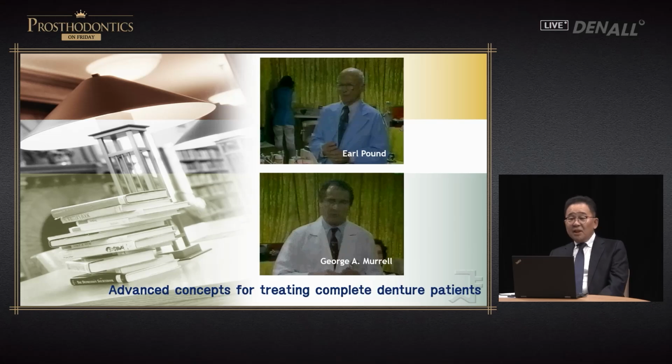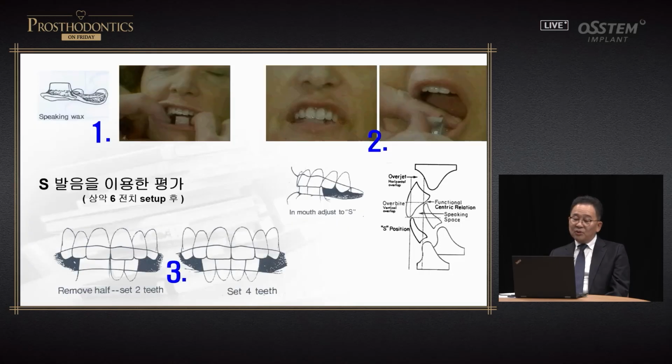So, a very famous concept was introduced in the 70s, and it's been about 50 years. Earl Pound and George Murrell introduced this kind of way in finding VDO with pronunciation. In the upper, be it wax denture or existing denture, with the 6 anterior aligned, you have the patient pronounce S. They have proposed a speaking wax, which is shown on the far left.